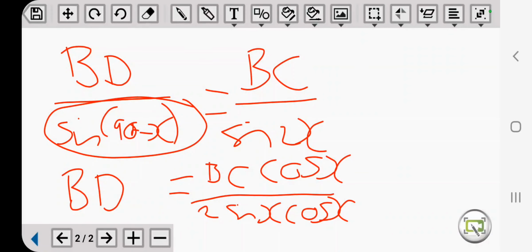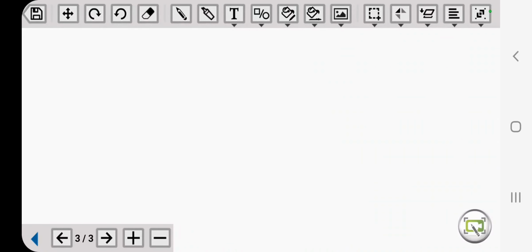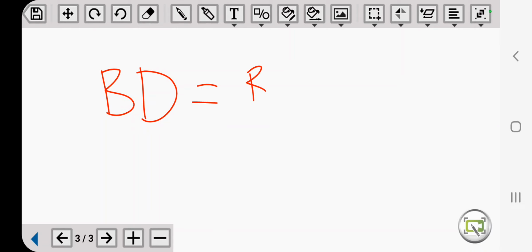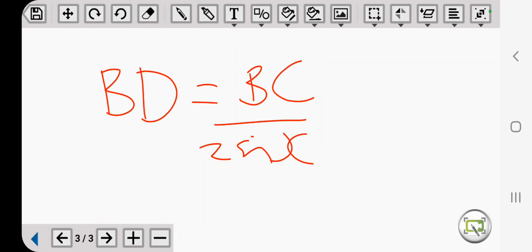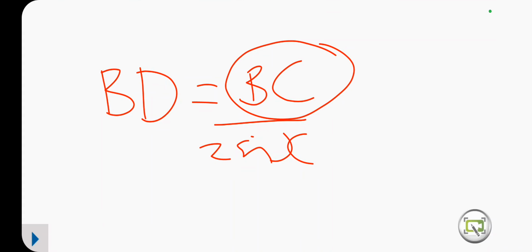Let's see if we can cancel out some of the stuff. So we can cancel out the cos's. There you go. We are left with BD is equal to BC over 2 sine x. That's it. All right, but we still do not have 1 as yet. So let's see if we can get a value for BC and then substitute it into there. We just might be able to get 1.